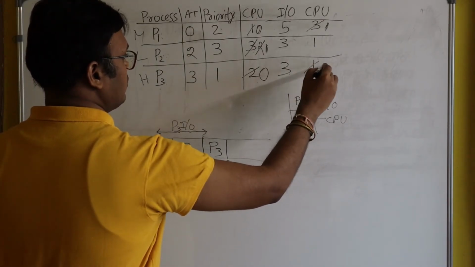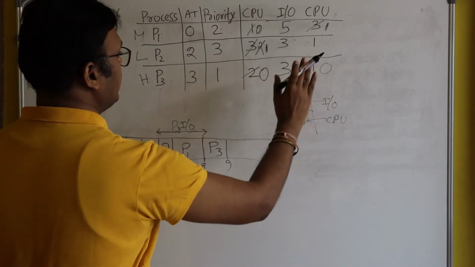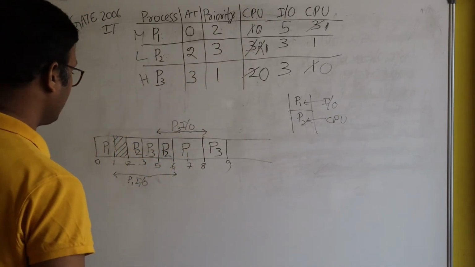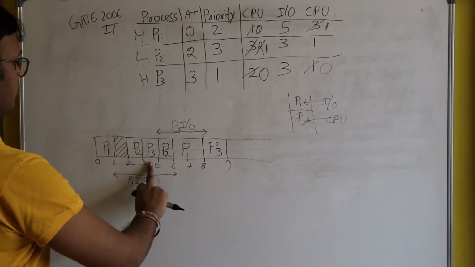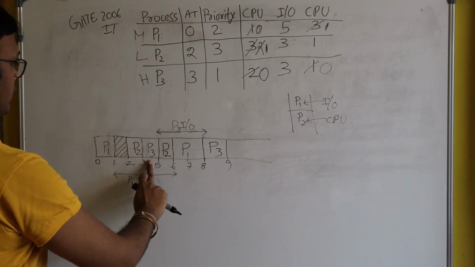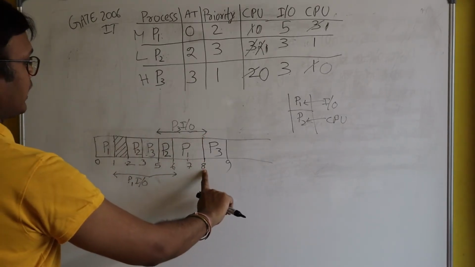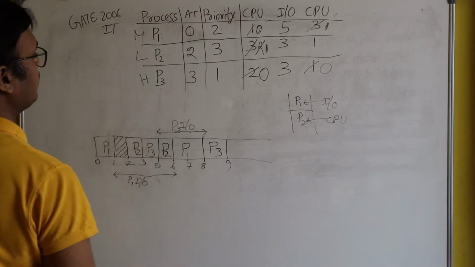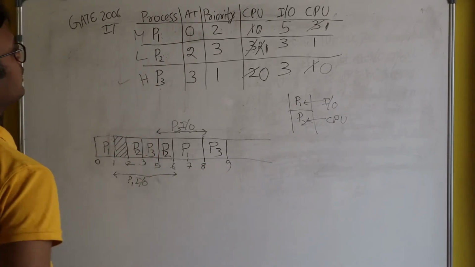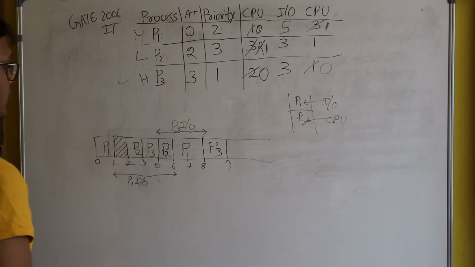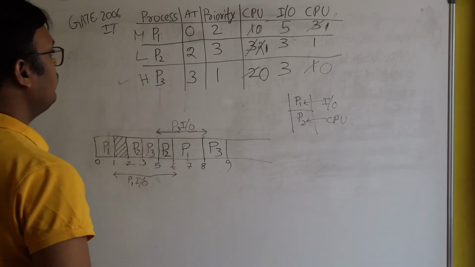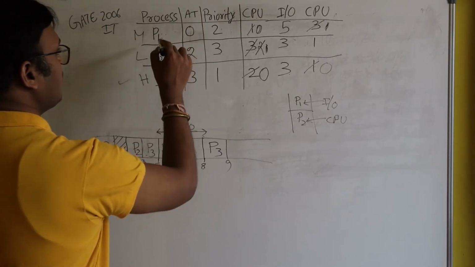So now process P3 is fully completed. Process P3 completed its first CPU burst, then its IO from here to here, and now its second CPU burst from 8 to 9. So process P3 is done. Now we have two processes left, process P1 and process P2.